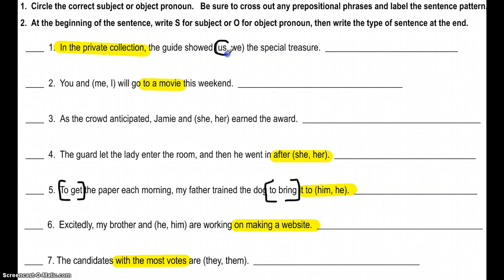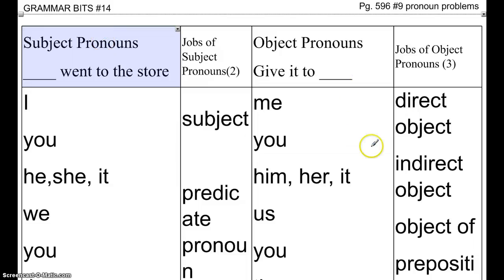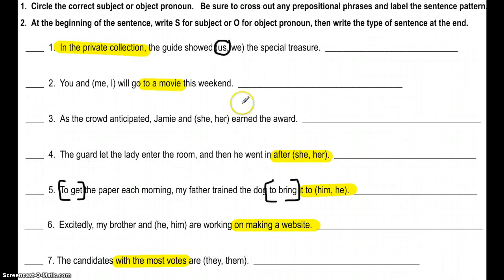Now I know that the right answer is "us," but I will never accept it just because it sounds right as the correct answer. So we've got to figure out what job it is doing. And if we look back to our list over here, I picked an object pronoun, which means it's got to either be the direct object, indirect object, or object of a preposition.